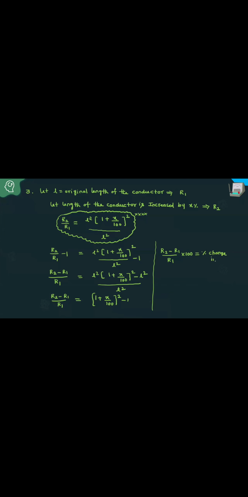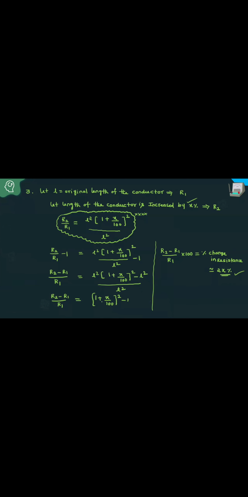The percentage change in resistance is nearly equal to, you have to simplify this one, nearly you can get 2x%. Direct formula. How to remember this one? It is nearly equal to 2x%. That means if the length is increased by x%, then the percentage change in resistance is 2x%.